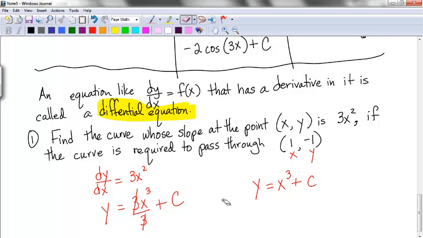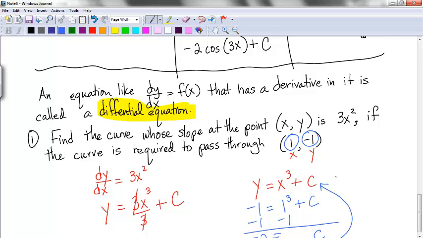Now the trick is to find the c. Take these two values and sub in. x is 1, y is -1. So 1 cubed is just 1. Subtract 1, so c equals -2. Now you go back to this equation and substitute in the c, because you know what the c is. So y equals x cubed minus 2, and that's your curve.